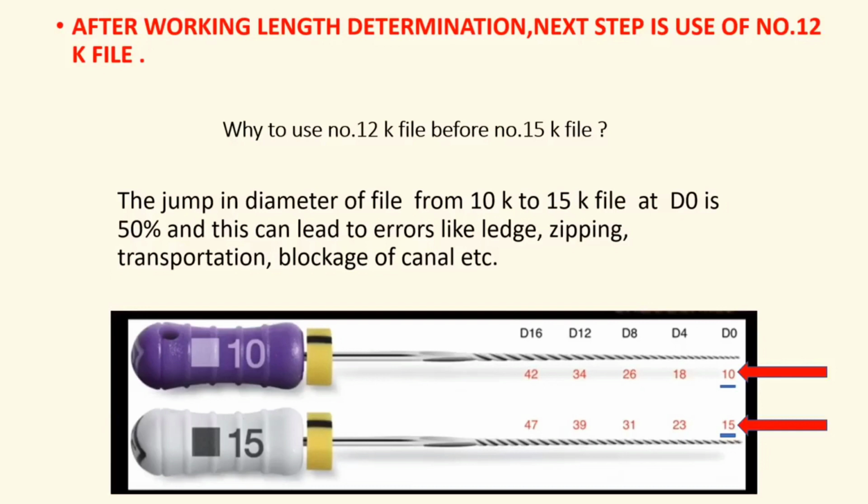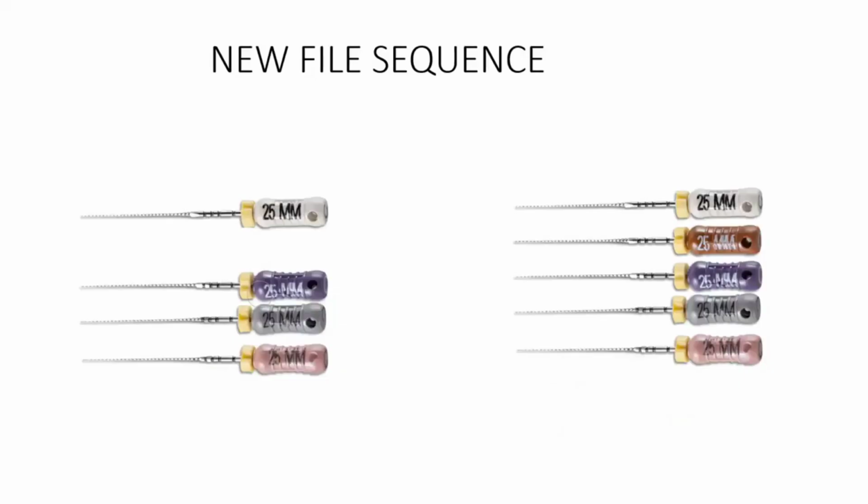After the working length is determined, the next step is the use of a number 12K file. Why use the number 12K file before the number 15K file? Because the jump in the diameter of the file from 10 to 15K file at D0 is 50%, and this can lead to errors like ledge, zipping, transportation, blockage of canals, etc. Here you can see the diameter of the 10K file at D0 is 0.10 mm, while the diameter of the 15K file at D0 is 0.15 mm. So this is the 50% jump in the size.